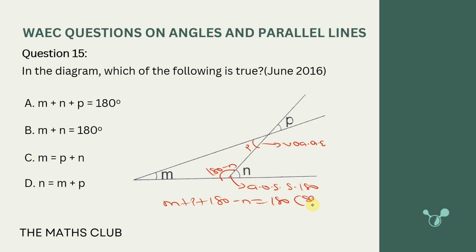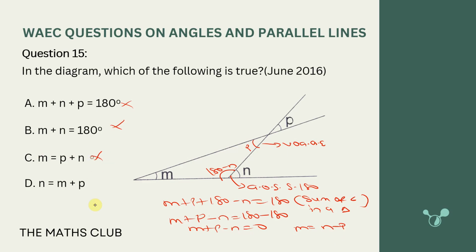So I could just say the sum of angles in a triangle is equal to 180 degrees. If I collect like terms, that would be m plus p minus n is equal to 180 minus 180, so m plus p minus n is equal to 0. We know that cannot be A, cannot be B. Let's see C. C is m is equal to p plus n. If I make m the subject of the formula here, that will give me n minus p. So this is wrong, of course. Let's see if the last one is now correct.